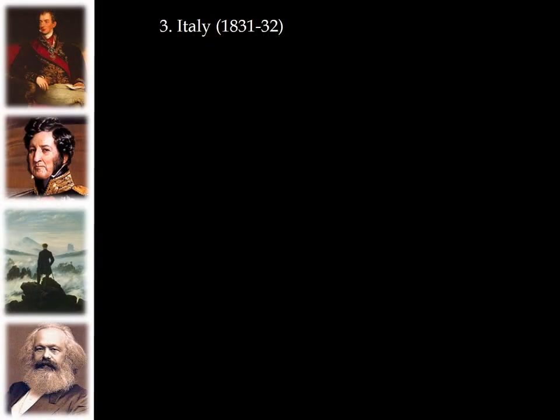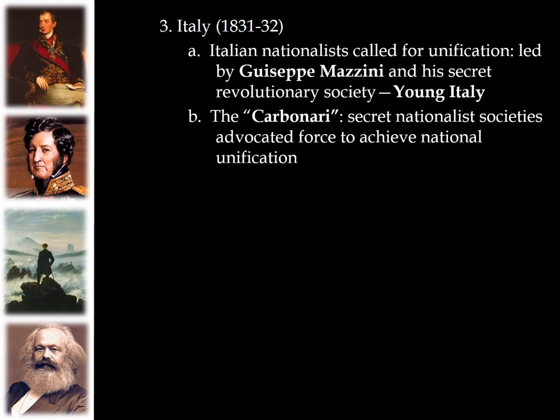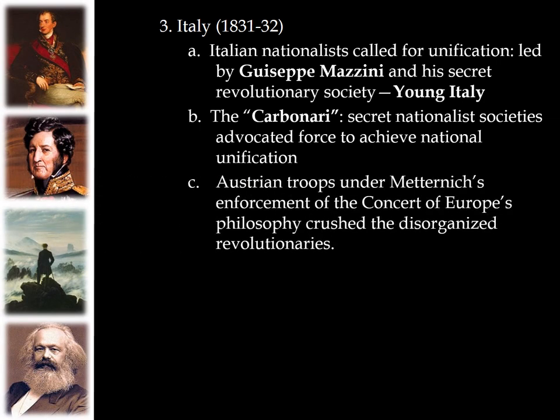In Italy, there's also rebellion in the 1830s, 1831 to 1832. Kind of being influenced by what had happened in France, Italian nationalists called for unification, creating one unified Italy. And this was led by Giuseppe Mazzini and his secret revolutionary society known as Young Italy. The Carbonari were known as secret nationalist societies that advocated the use of force to achieve national unification in Italy. They also became part of this movement.